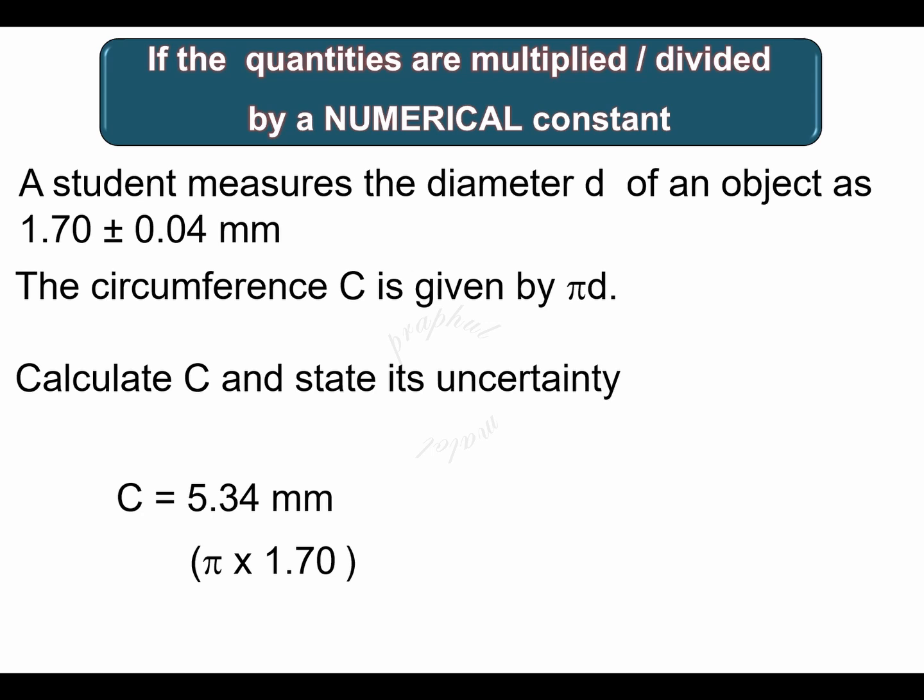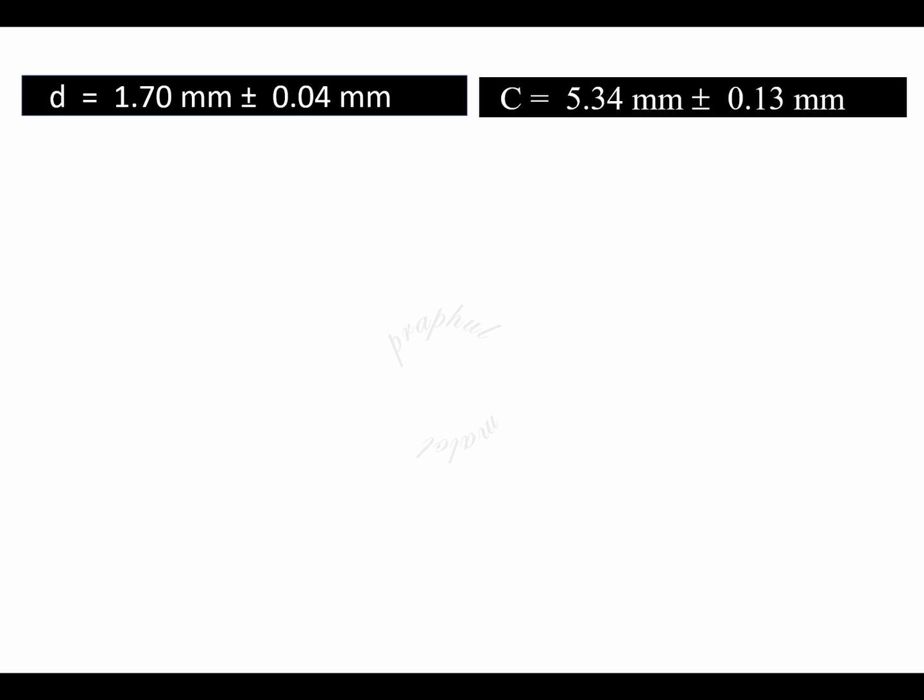No. Since the quantity is multiplied by pi, the uncertainty also should be multiplied by pi. Pi times d is like adding d pi times, like 2d means d plus d. And when you add the quantities, the uncertainties also should be added. So you'll get pi into 0.04, that is 0.13 millimeters. So if the quantity is multiplied by a numerical constant, the uncertainty also should be multiplied by the same numerical constant. Now let's see how to find the percentage uncertainty in the value for circumference.